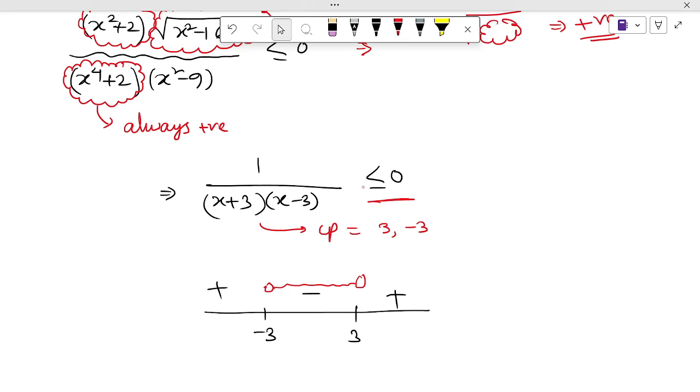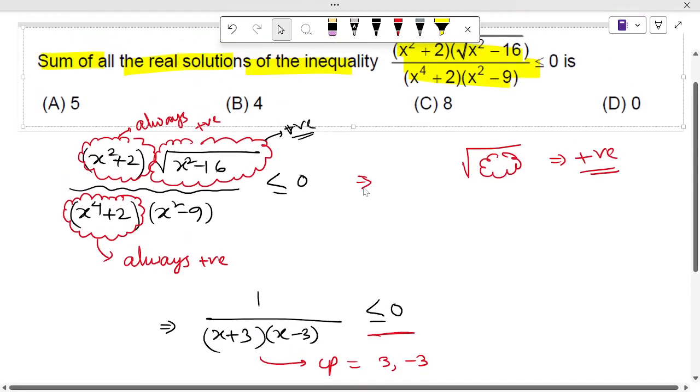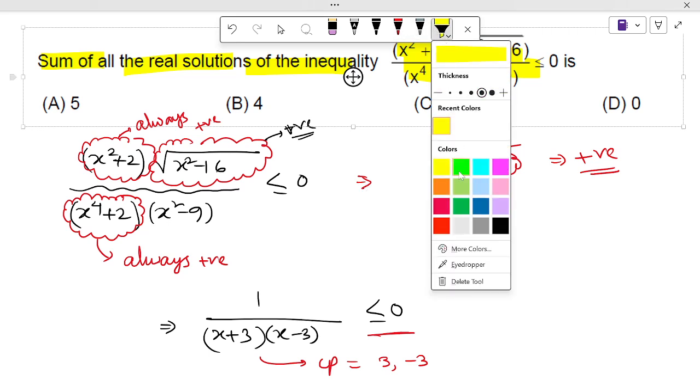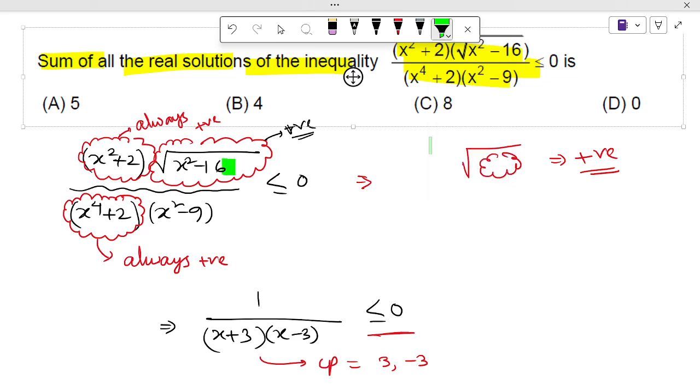Now, can you consider this as the final answer? The answer is no, this is not the final answer. Why? Because we have cancelled the square root part, since we know that a square is always positive. But whenever you see any square root expression, you need to always define the expression that is inside the root.